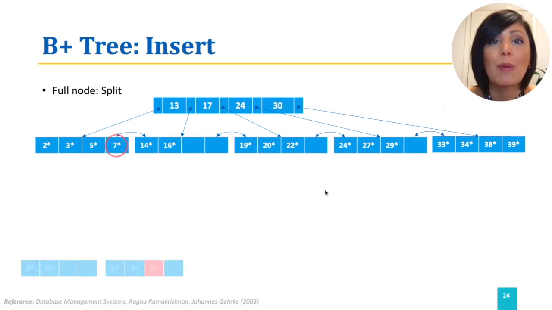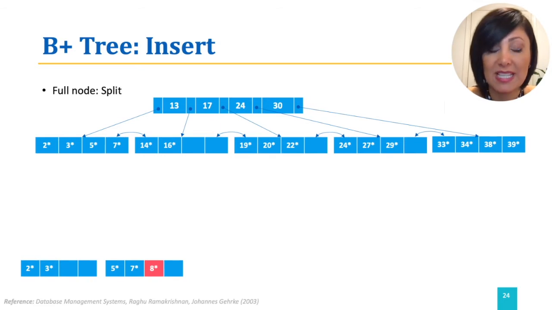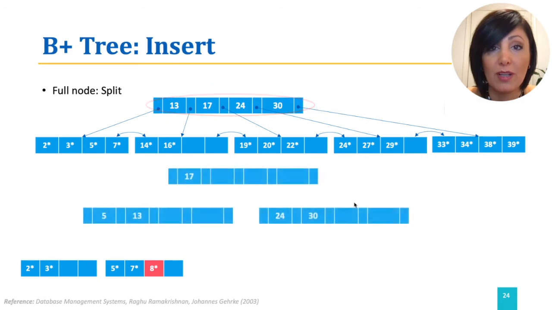Performing this, we will have 2 leaf nodes instead of the leftmost node. One including the entries for 2 and 3, and the other including the values for 5, 7, and the newly added 8. This split would need adding the new leaf nodes' pointers to the parent node, which in this case is also the root node. Therefore, the entry 5 is added to the parent node.